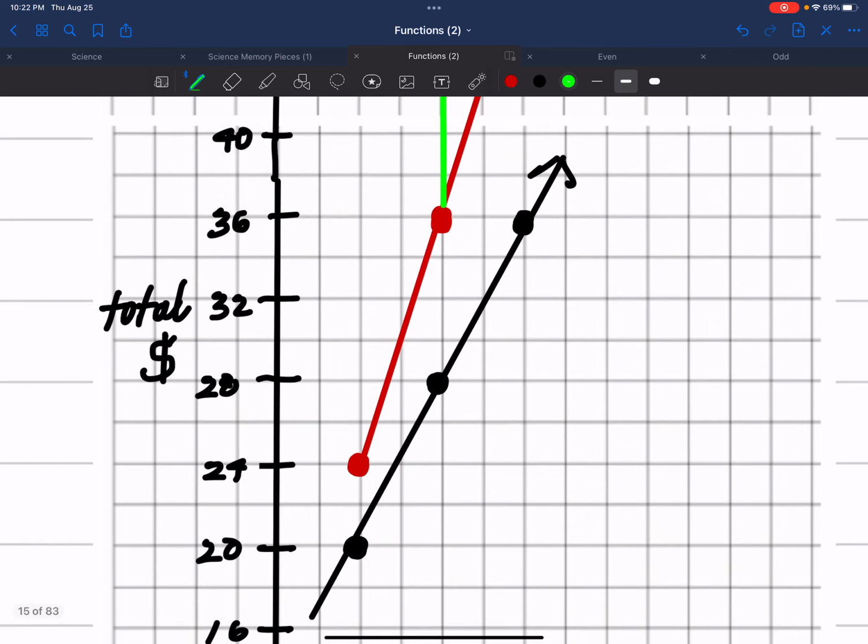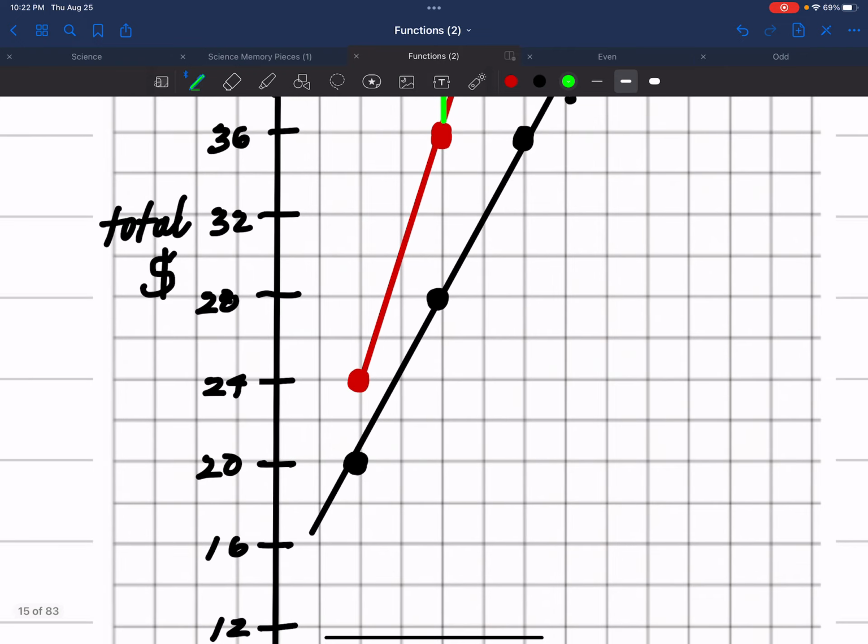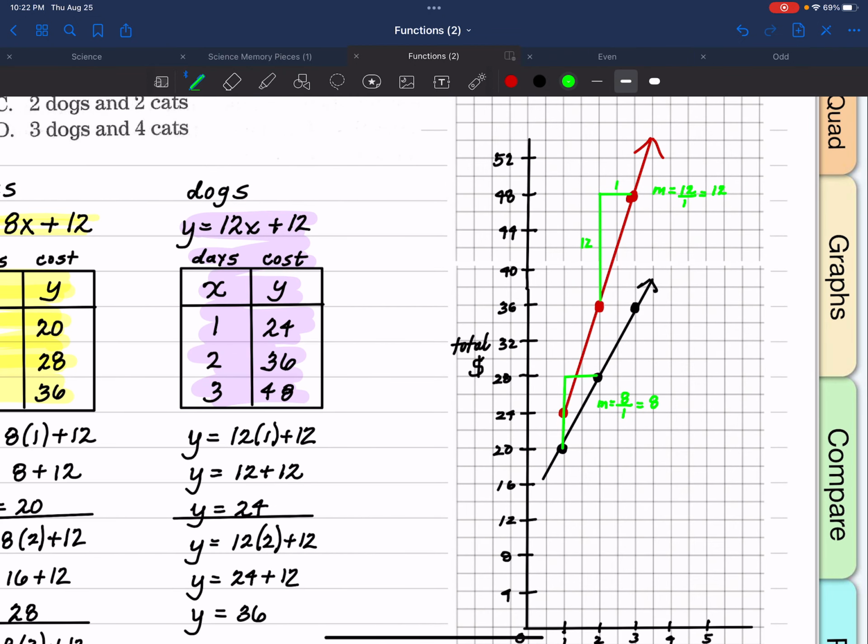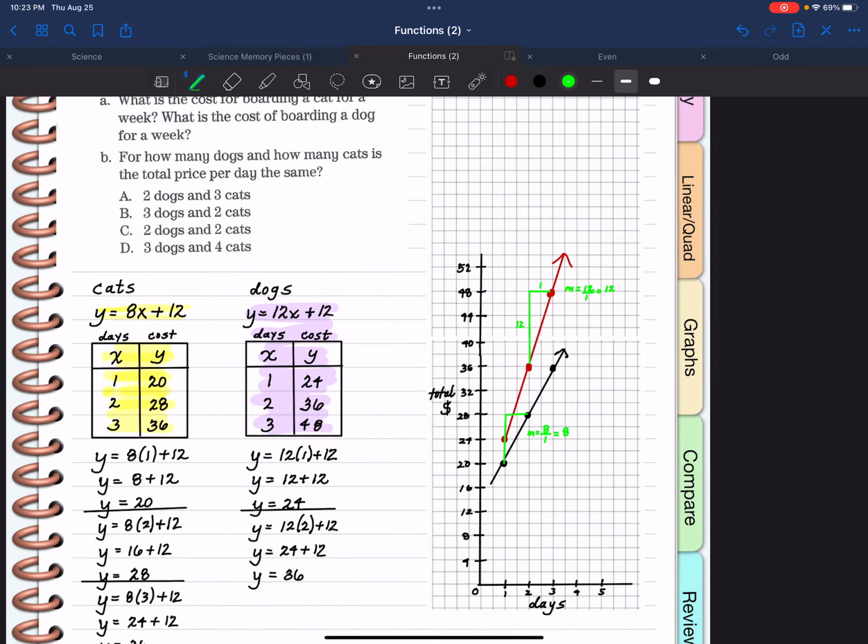Now for the cats, we are having a rise of 4 units, which represents $8 and 1 day. So it's a rise of $8 for a day. So for the cats, the slope is 8, or $8 a day. We already knew that. The dogs cost more, so the slope is greater than that of the cats. And I have completely forgotten what we're doing here.